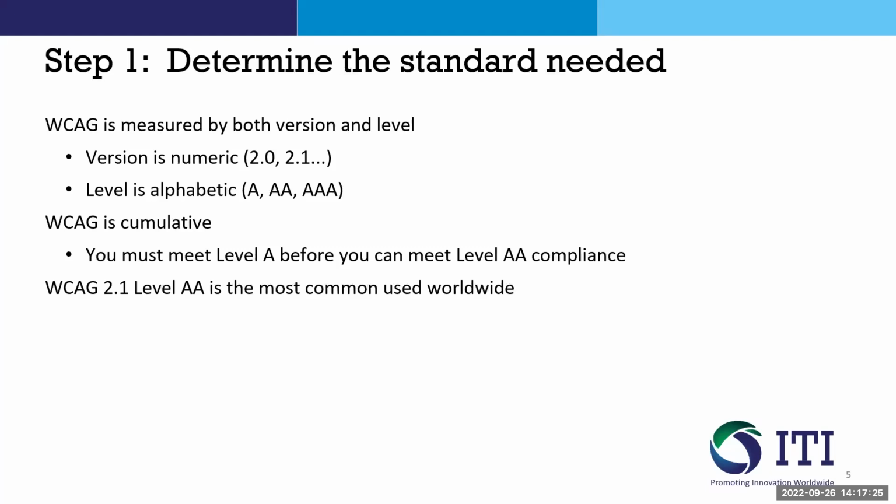So the versioning number is numeric. 2.0, 2.1, 2.2 is about to be released. I hear sometime in the future, but the level is alphabetical. So you start with A, and then we say AA, AAA. WCAG is cumulative. So it's almost like a pyramid, but the base A level is more basic, more foundational, more fundamental, and you must meet level A.